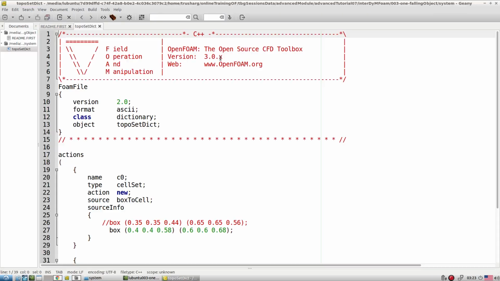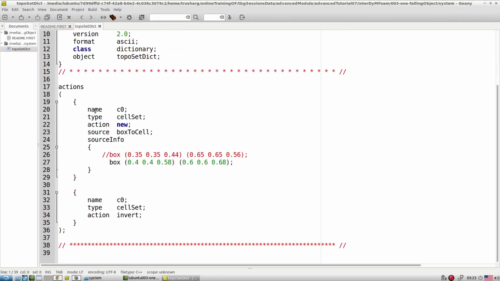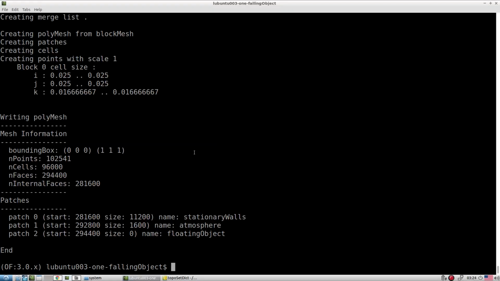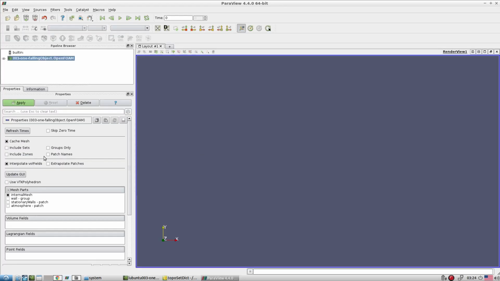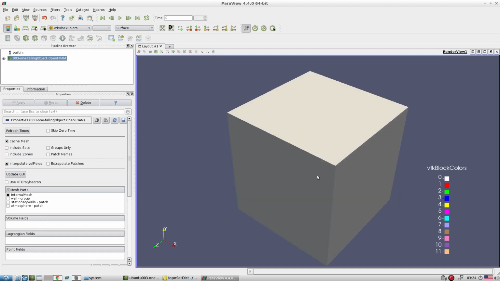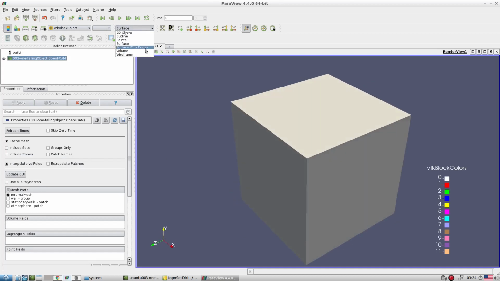What we're going to do, from the block mesh we try to construct one cell zone c0 within this box area from the entire domain, and we say invert it. That means whatever elements fall within this cell zone c0, we try to delete that zone, because what we require is to construct the geometry for the object. Whatever object we want to construct, we construct based on this. So let me show you what exactly is going to happen. This is the entire domain.